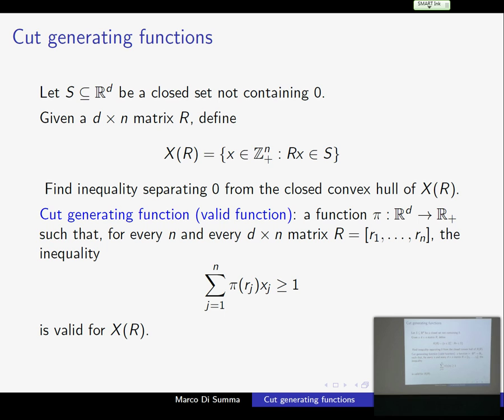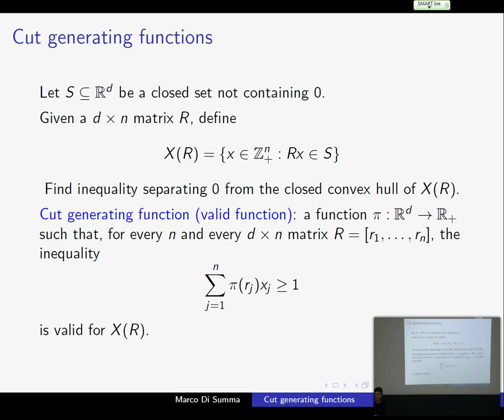What you want is that whatever matrix R you choose, so any number of columns and any choice of the columns, if you write this set, which depends on the matrix R, and you apply the function pi to every single column of R, and then you write this cut, this inequality. So you apply pi to the column Rj, you receive a number as output, and you use the number as coefficient here. Then you want this inequality to be valid for this set. So again, if for every choice of R, the inequality that you obtain by applying pi to every column of R is valid for your set, then that's a cut generating function. That's a valid function.